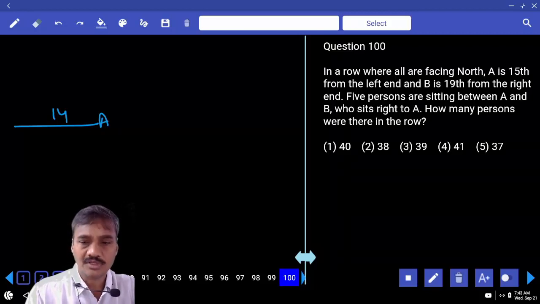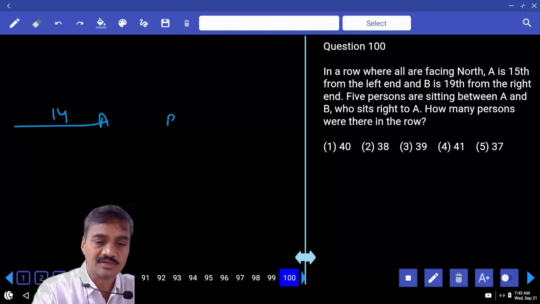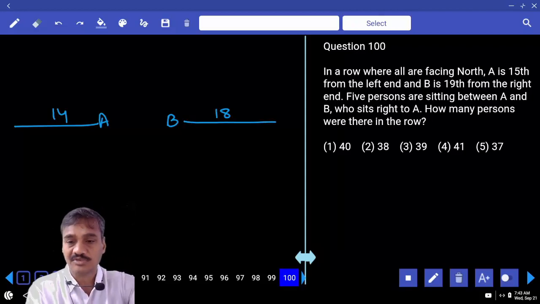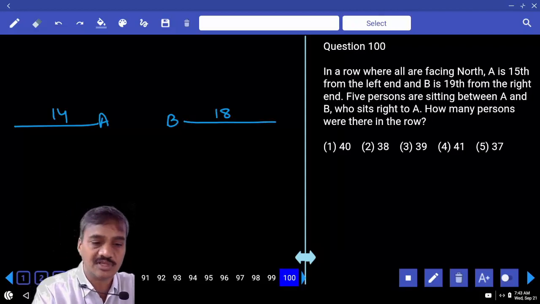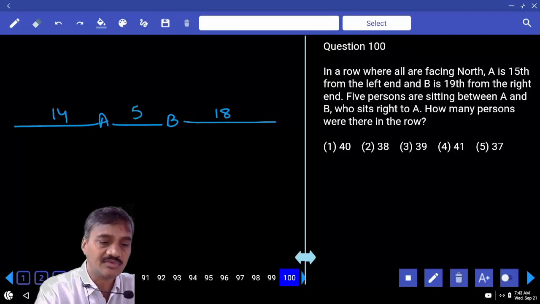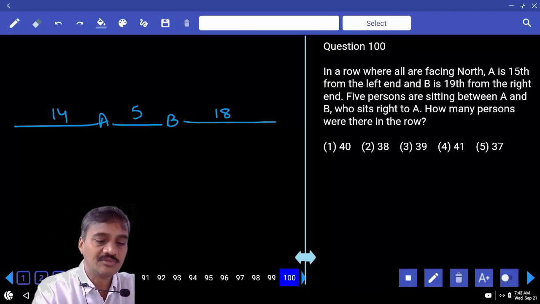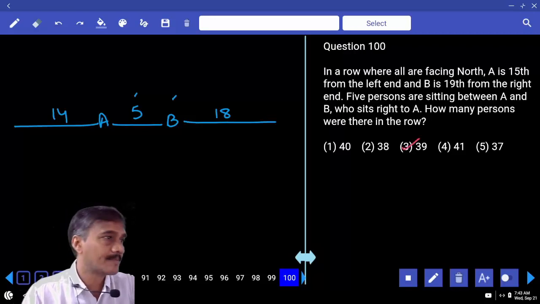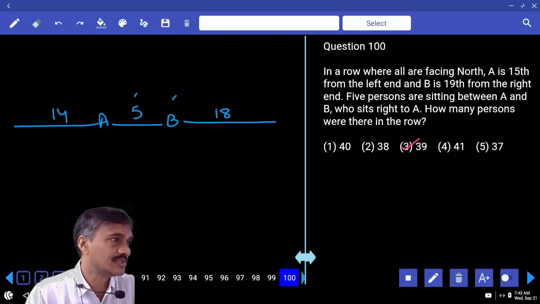Now here in a row, A is 15th from the left, B is 19th from the right, and 5 persons are sitting between A and B. The measure between A and B is 5. So 14 plus 1, 15, plus 5, 20, plus 1, 21, plus 18. What is your answer? 39. Is it correct? 39.